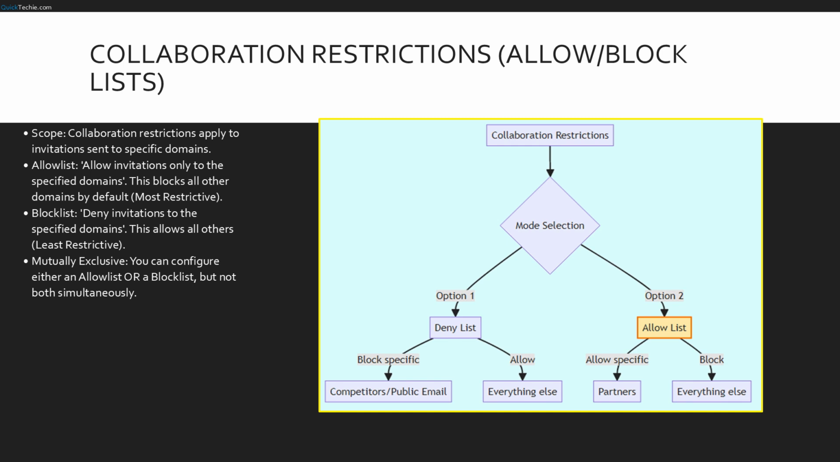This diagram visualizes the 2 modes of domain restriction. From collaboration restrictions, you select a mode. Option 1 is the deny list. This blocks specific targets like competitors but allows everything else, which is more open. Option 2 is the allow list, highlighted here. This is a whitelist approach where you explicitly allow specific partners and block everything else. This is the stricter security posture, ensuring you only collaborate with trusted entities.